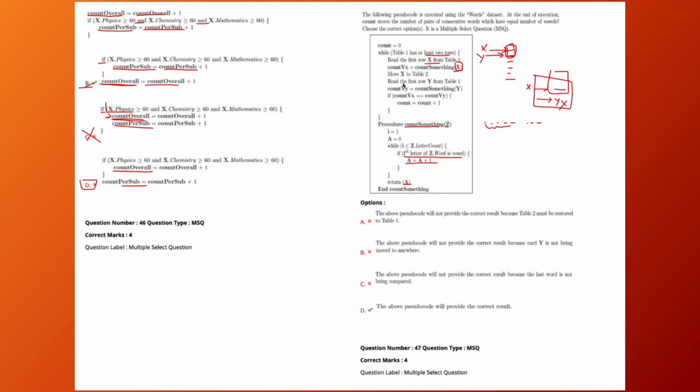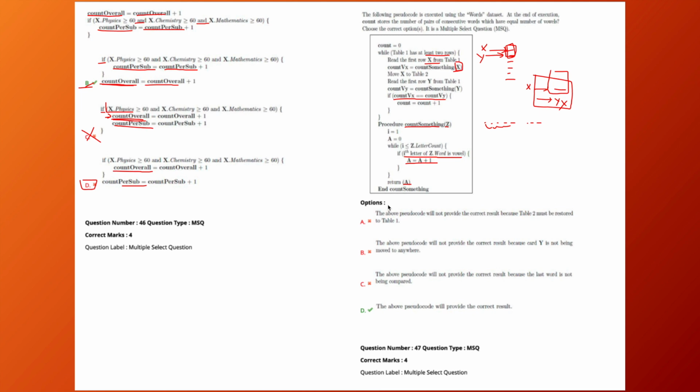Now we say that if vx is equal to vy, count is equal to count plus 1. So now we need to know what does count represent. From here we know that it only is going to be equal if the two words have the same number of vowels.